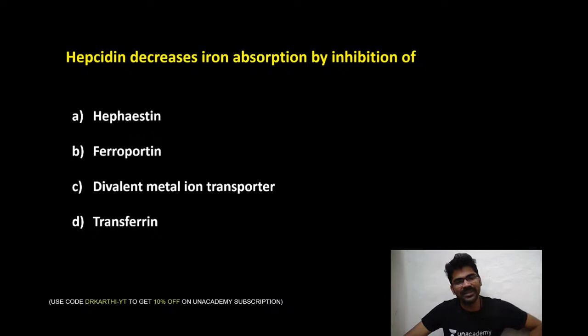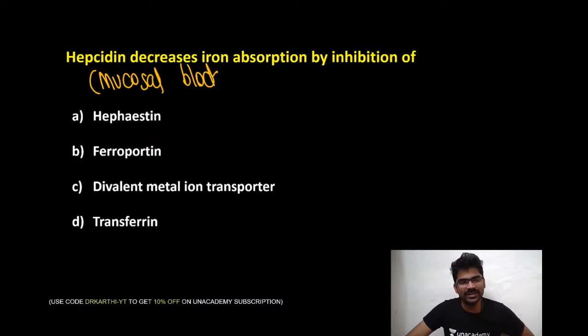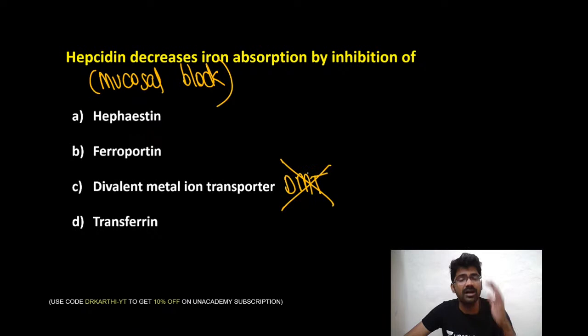So hepcidin is causing mucosal block. Hepcidin is produced by the liver and it inhibits intestinal iron absorption. People may think that hepcidin is going to inhibit DMT, and that's how it inhibits iron. No, that's not the case.